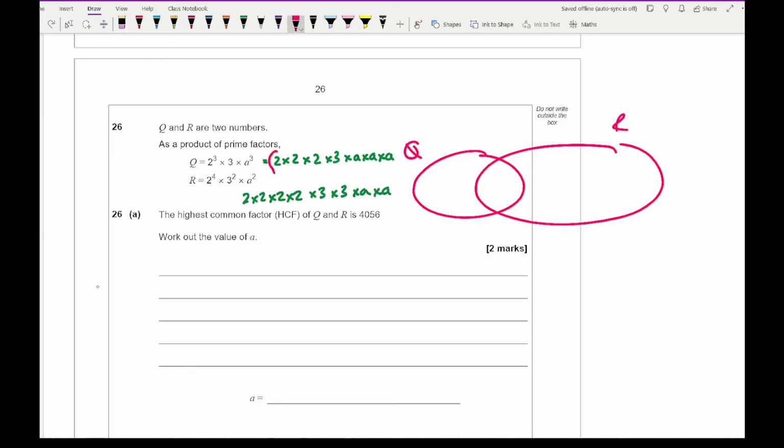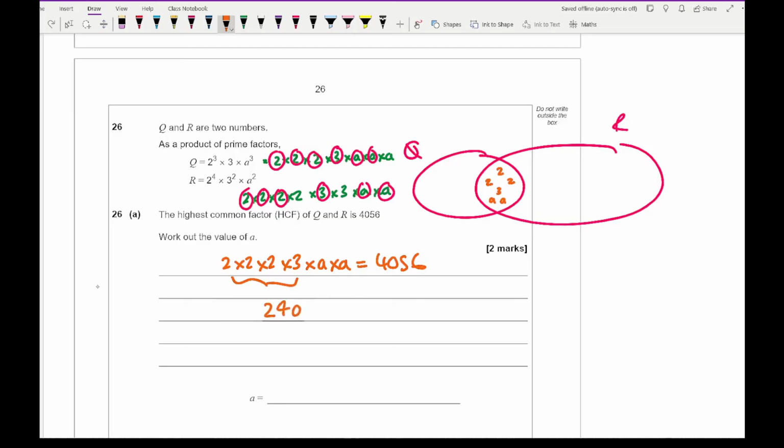I look at what they've both got. So they've both got a 2, another 2, and another 2. They've also got a 3, and they've also got 2 A's. So from this, what we can see is the ones I've circled: I've got 3 2's, I've got a 3, and I've got 2 A's. So that means that 2 times 2 times 2 times 3 times A squared is equal to 4056. Simplifying all of this, I get 24A squared equals 4056. So A squared equals 169, so A equals 13.